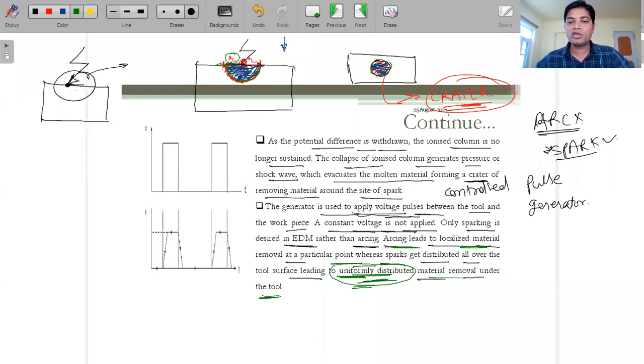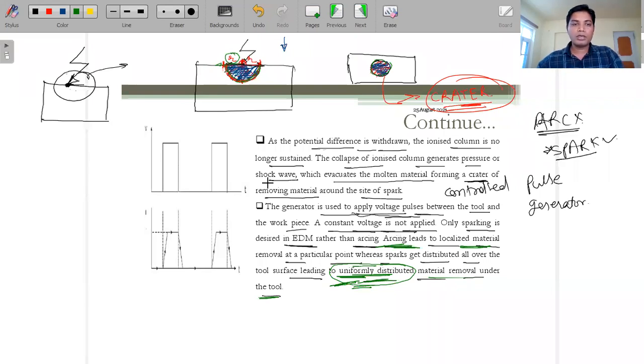That will be the same feature of the arc only. Or maybe sometimes it will not remove the material, or it will take a lot of time to remove the material, but it will not be uniform. For the uniformity of the material removal only, we are using the dielectric fluid, guys. Okay, please keep that in mind.